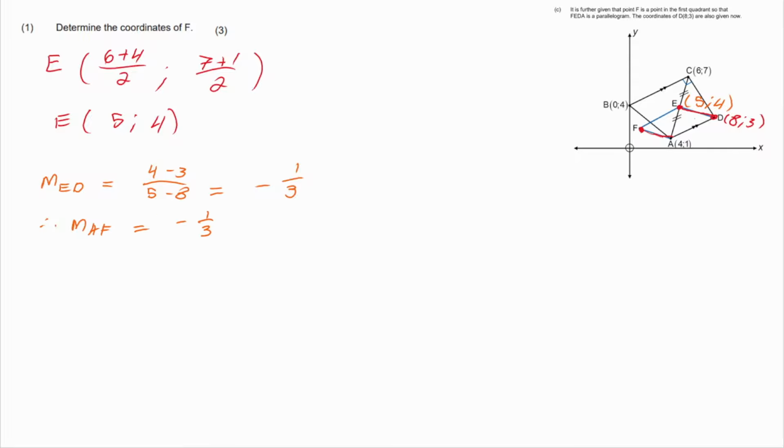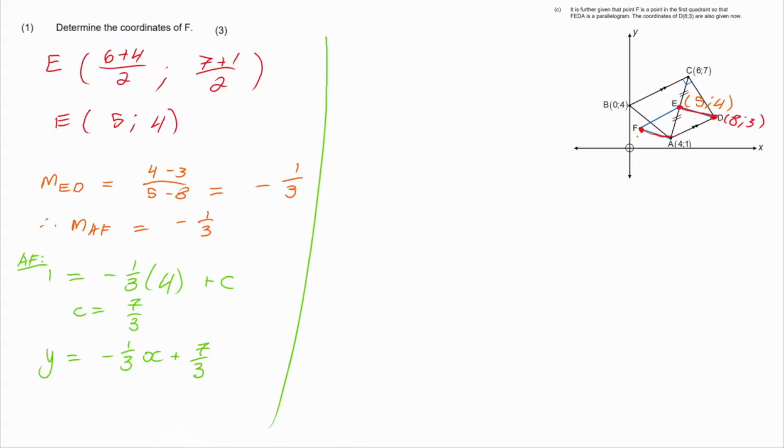Okay, so this way is a bit longer than the memo way, but I hope everyone's following. So now what we can do is we just substitute 1. So we're working with line AF now. It's good to label this. So we're working with that and we're substituting for 1. So we get this plus C. We take that to the other side. This is 4 over 3 plus that. So C is equal to 7 over 3. Okay, so the equation of line AF is this, plus 7 over 3. This is the equation of line AF. So that's our first step done.